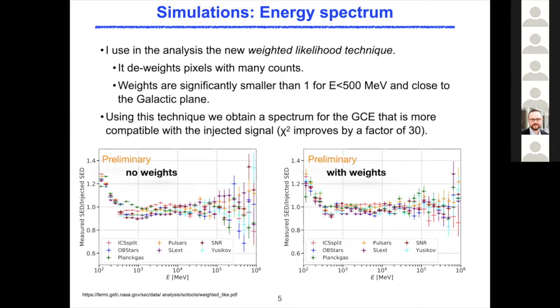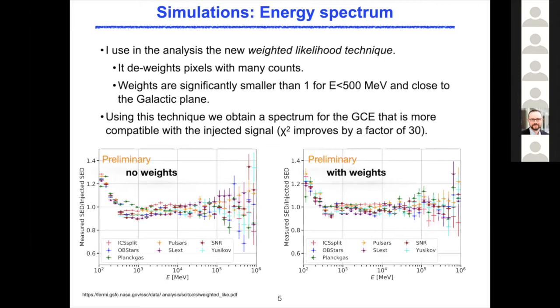And the two plots are for two different techniques. On the right, I am using a new technique that basically adds weights to pixels in an energy range where you have a lot of counts. This serves to basically account for some uncertainty due to the mismodeling of the interstellar emission.